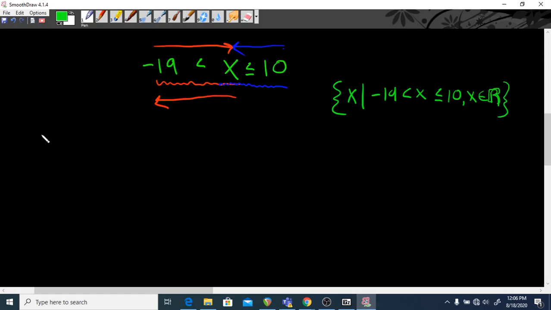Over here, for interval, first let's look at this. This is saying that x is bigger than negative 19. So we're going to have a parenthesis, negative 19, to positive 10. X is less than or equal to positive 10. So this is called a half open interval.